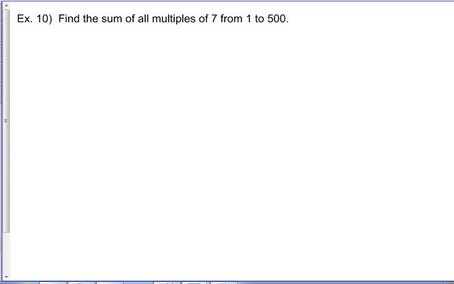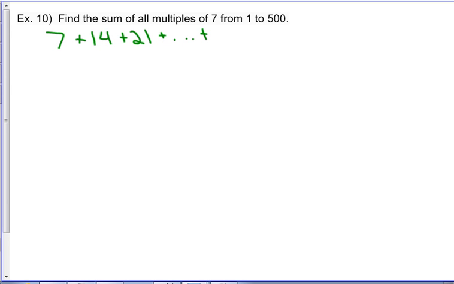Okay, this is a kind of classic question. Find the sum of all the multiples of 7 from 1 to 500. Again, if I'm not sure what's going on, I'll write out part of the series. This is going to be 7 plus 14 plus 21 and so on up to, well, actually, we don't know how far it goes. We'd have to know that last multiple of 7 just before 500.